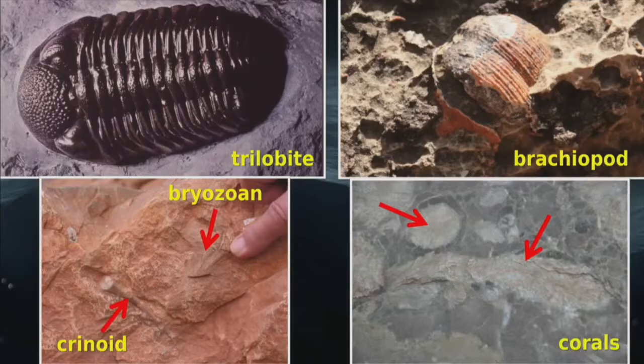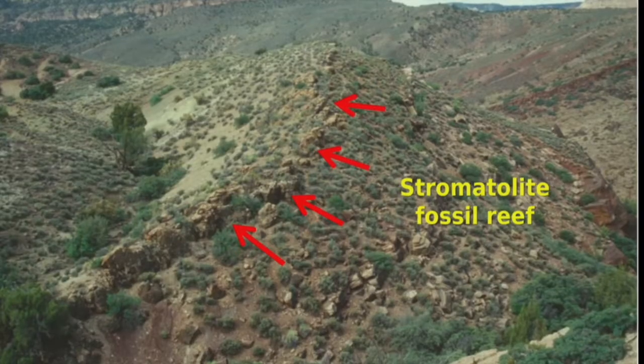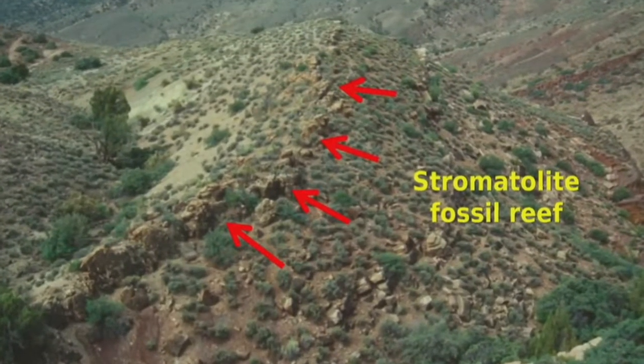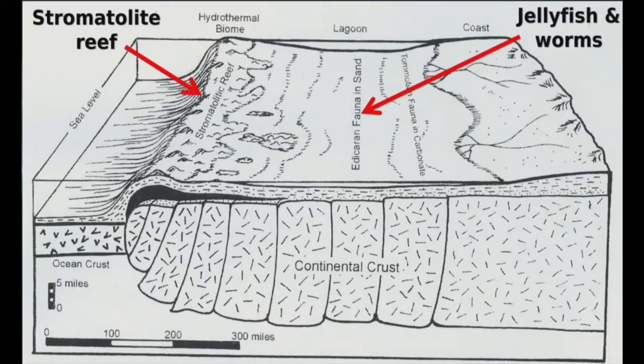Think about it. Trilobites, coral, clams, brachiopods, they would be the first to die because they can't escape. For example, when we go to the Grand Canyon and we look at fossil stromatolites, they're in the layers below the flood rocks. So we are not surprised to find that some of the domes are stacked up in a linear structure that look like a reef.